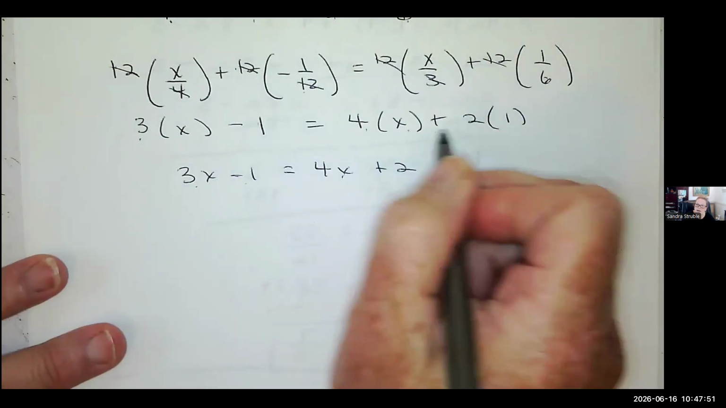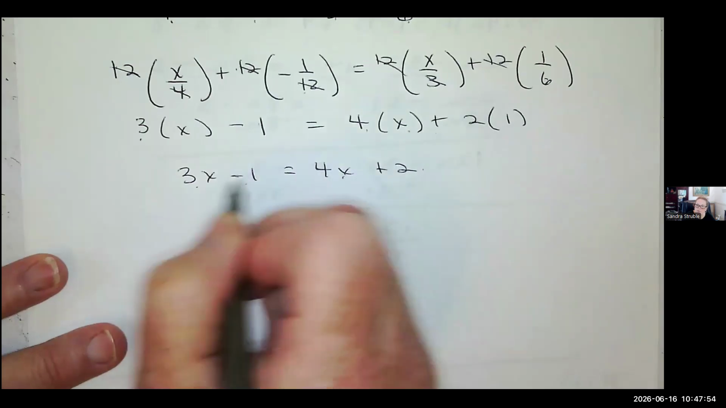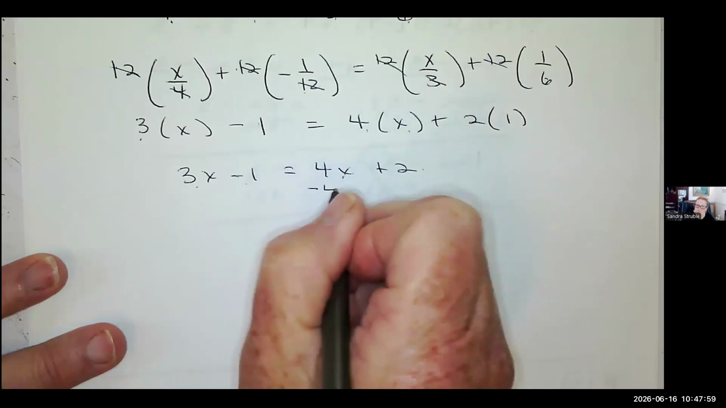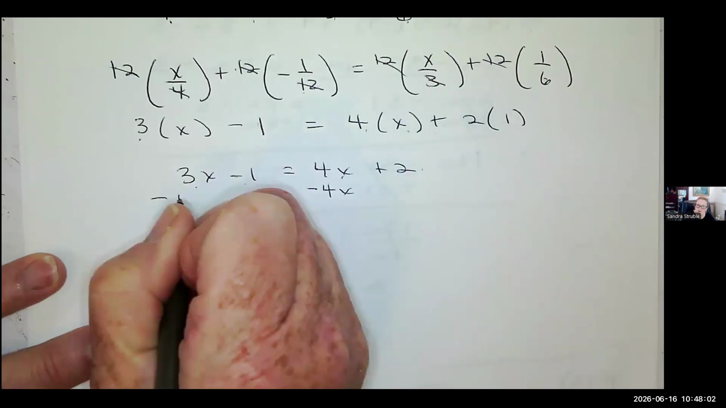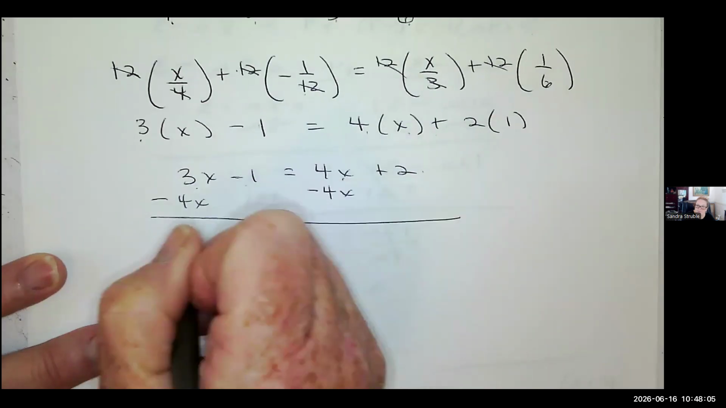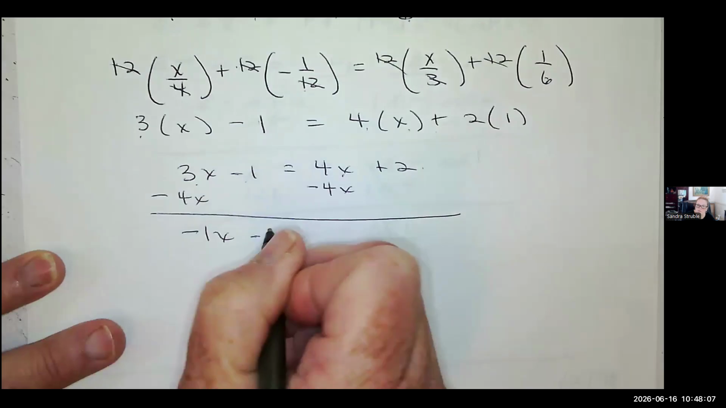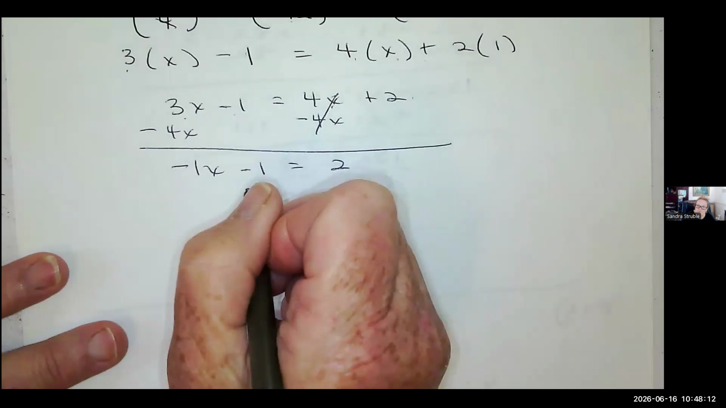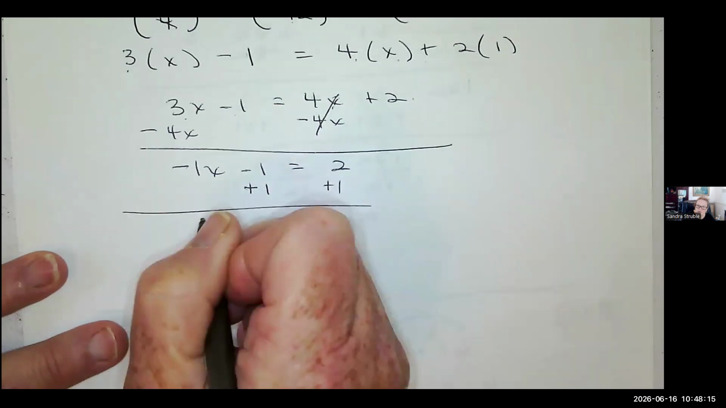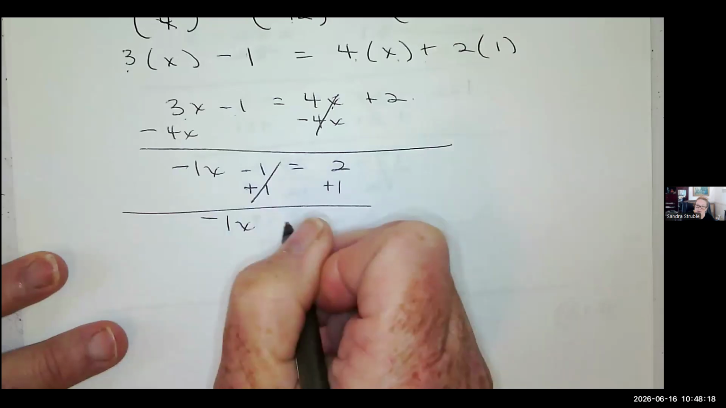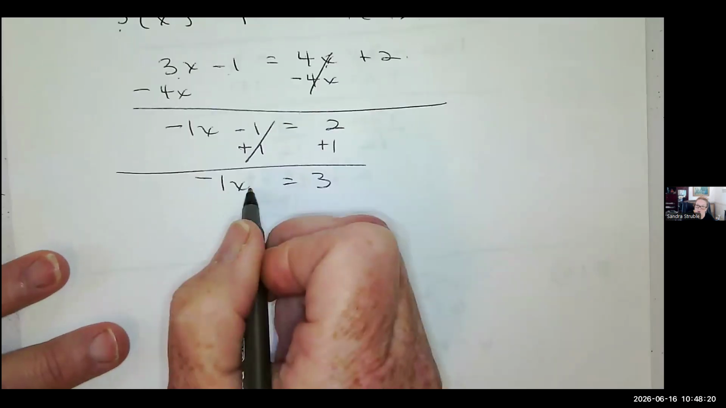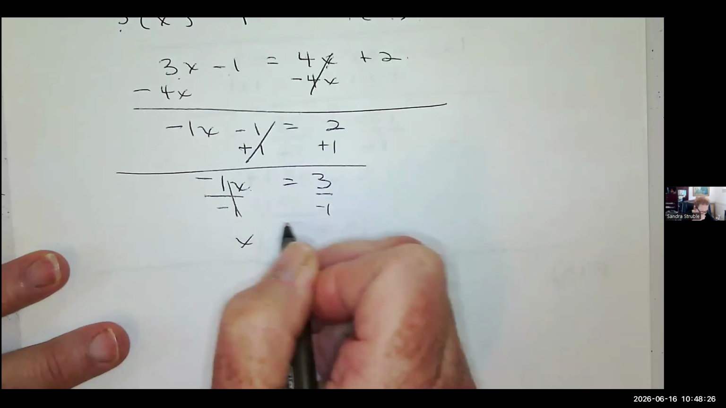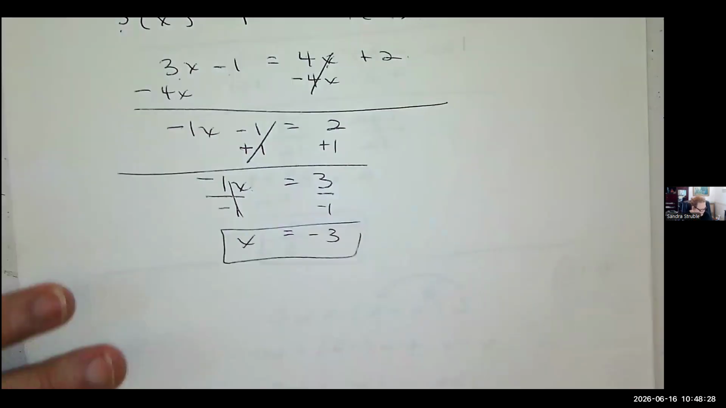Let's get our x's on one side, our constants on the other. I'm going to move my 4x to the left. So I'm going to subtract it because it's currently positive. And then I've got 3 minus 4 is negative 1x on 2. I'm going to move my 1 over. It's currently negative, so I need to add it to both sides. Gone. And then lastly, I've got negative 1 times x. So I need to divide both sides by negative 1. And x is equal to negative 3. All right, go to 16.